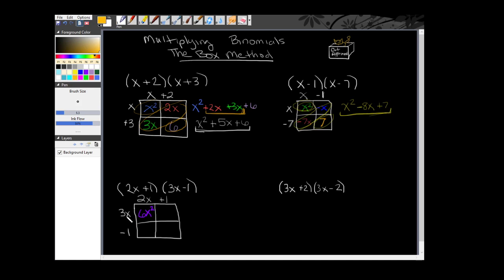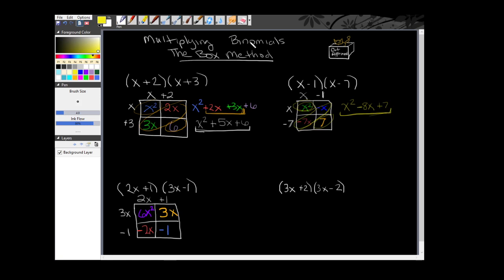Going to the next part of the box, 3x times 1 is 3x. Sorry, my pen keeps changing sizes. Going to my bottom left, negative 1 times 2x is negative 2x. And then lastly, negative 1 times positive 1 is negative 1.